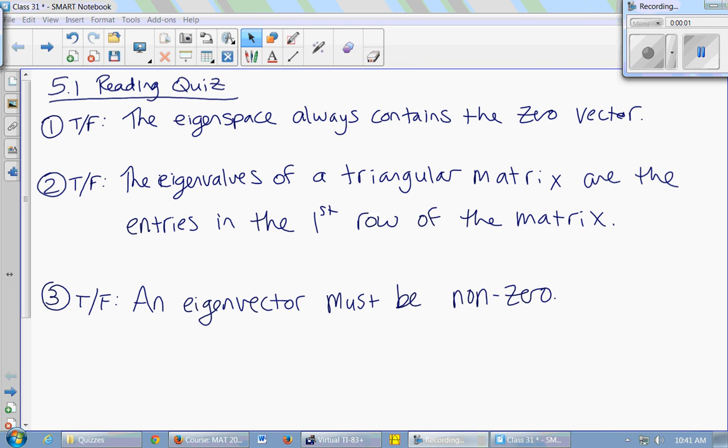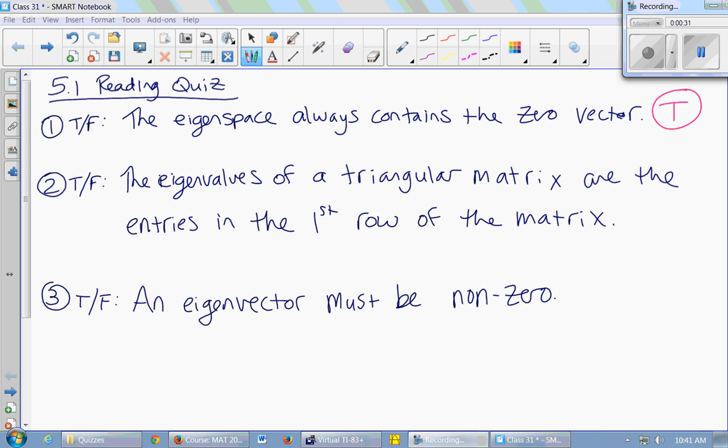True or false, the eigenspace always contains the zero vector. True. In fact, any vector space always contains the zero vector. Whether I name it the eigenspace or the null space or the subspace of R4 that's spanned by these vectors, any vector space always contains the zero vector. That's one of the pieces of the definition of a vector space.